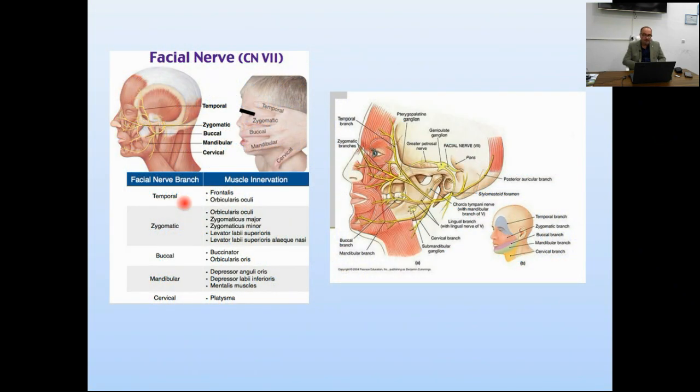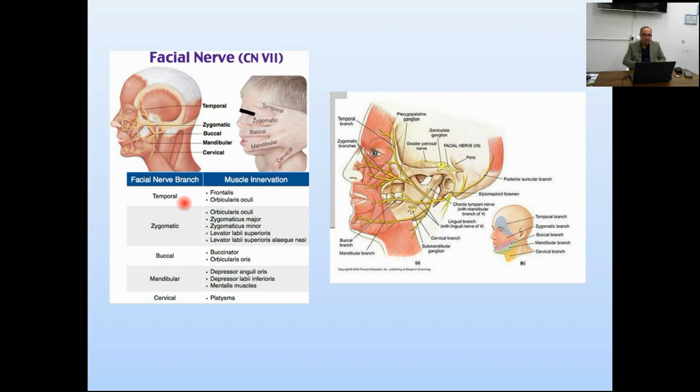This is the division of the facial nerve. We have the temporal branch, zygomatic branch, buccal branch, mandibular, and cervical. And the muscles innervated by this nerve: the temporal branch supplies the frontalis and the orbicularis oculi muscle. Zygomatic branch supplies the auricularis, zygomaticus major, zygomaticus minor, levator labii superioris, and the levator labii superioris alaeque nasi.